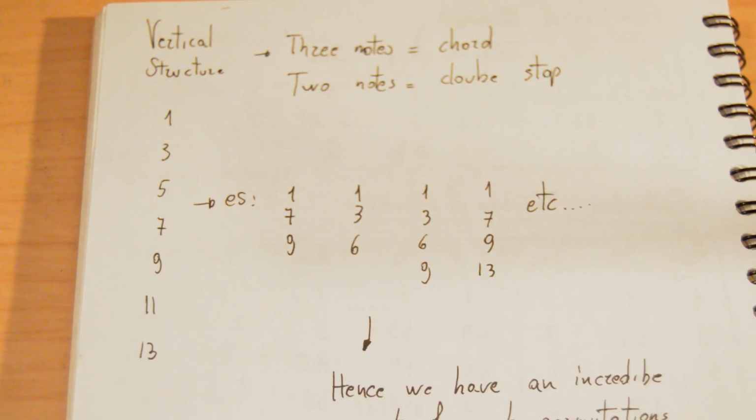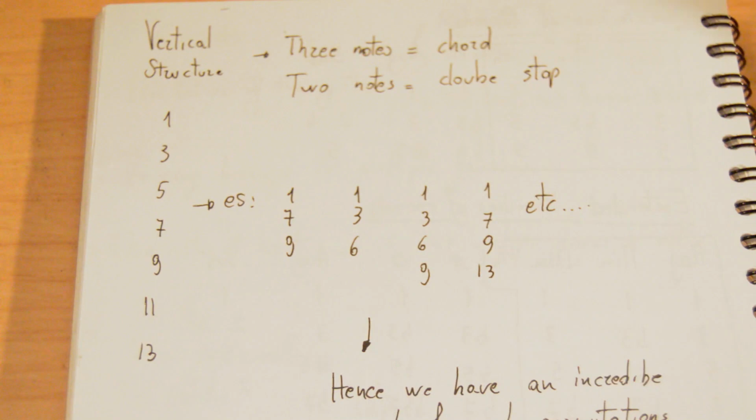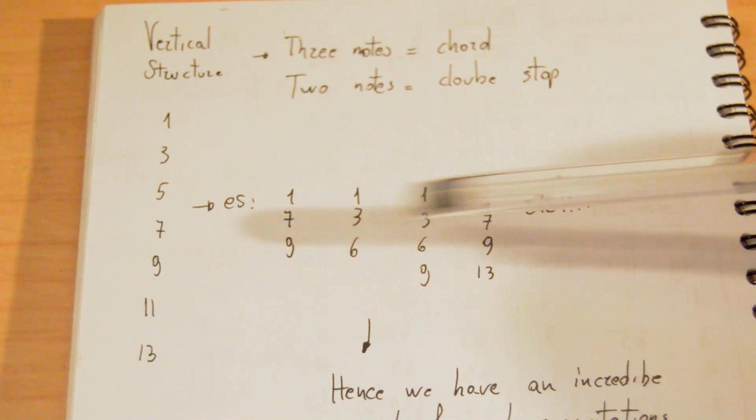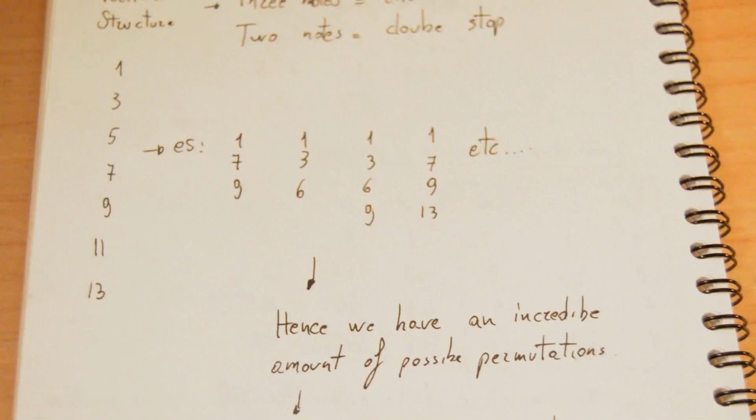The way I extract chords from it, and that's what you'll find in the PDF, is literally I'm taking three, four, five numbers to a maximum of six, because we have six strings on the guitar. And to me, that is a chord, okay? So 1-7-9 is a chord, 1-3-6 is a chord, 1-3-6-9, 1-7-9-13, any possible combination. Which means that on the guitar, we have an incredible amount of possible permutations.